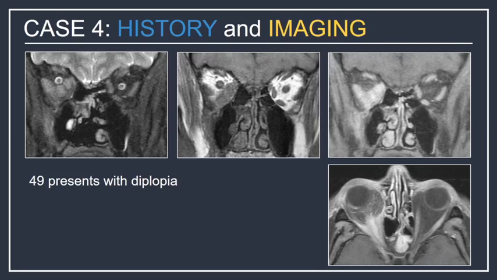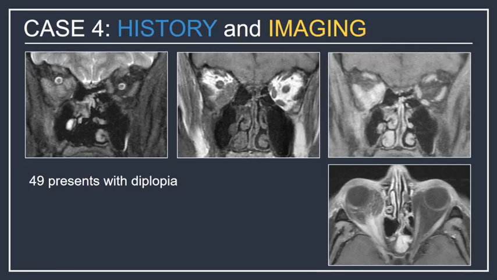Our fourth patient is a 49-year-old who's presenting with diplopia. So we can see on this MR examination that we have abnormal soft tissue thickening involving the inferior rectus, the medial and lateral rectus muscles, with this amorphous soft tissue enhancement and low signal on T1. Now we can see that this finding is fairly unilateral in appearance, with the left extraocular muscles appearing relatively normal.